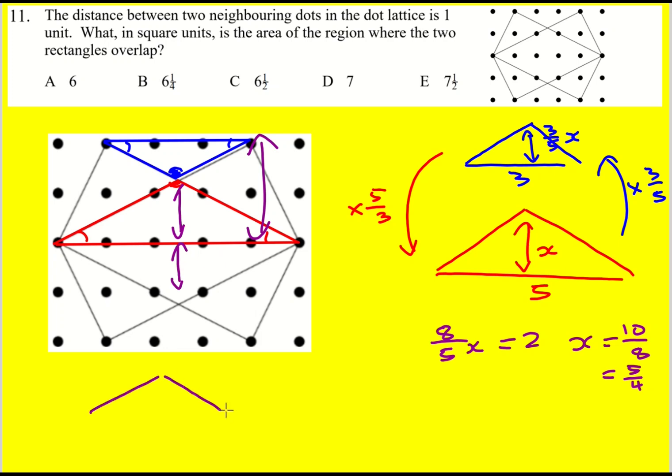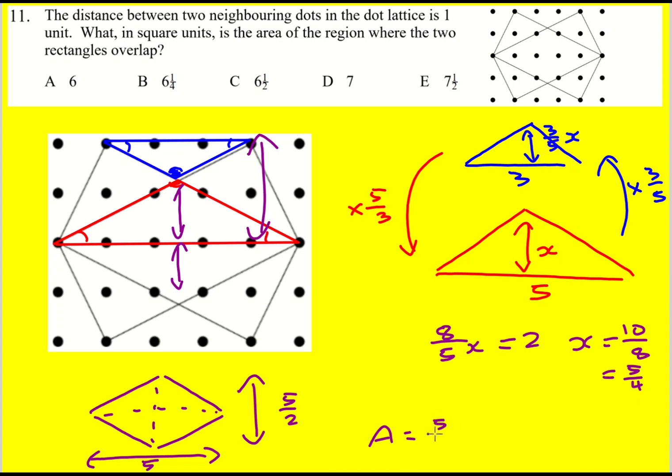So I've now got this shape here. The height is going to be 5 over 2, and its base is going to be 5. And if you want to work out the area of such a shape, I've got the diagonals, and you just times the diagonals together and divide by 2. So it's going to be 5 over 2 times 5 over 2, which is 25 over 4, which ends up being 6.25. So our answer is B.